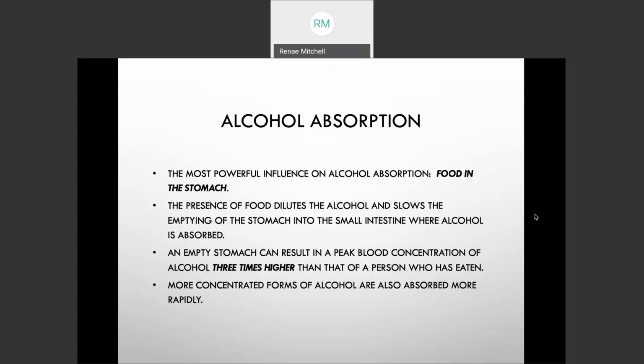So, this is how significant of an effect it has. An empty stomach can have blood concentration of alcohol 3 times higher than that of a person who has eaten. And that's a person who's drinking the same amount of alcohol. So food in the stomach is a major factor in how quickly it's absorbed. And then also more concentrated forms of alcohol, higher proof alcohol, is also absorbed more quickly into the bloodstream.